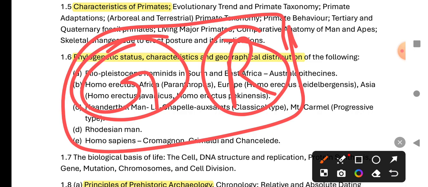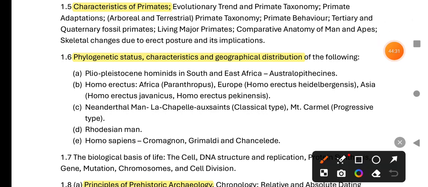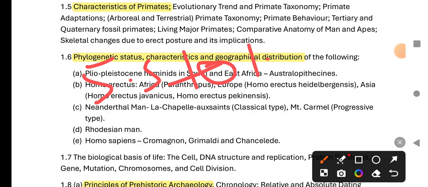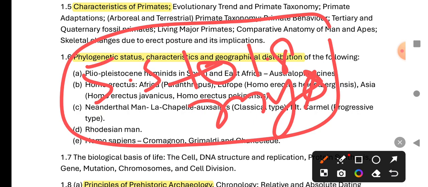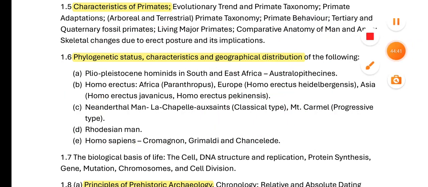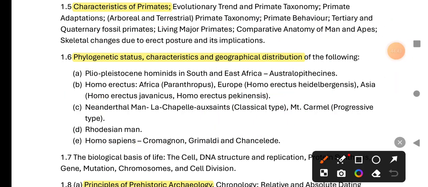The time span of Australopithecus is 5.5 to 1.8 million years ago. You should remember this timeline because it is very important for the framing of questions on anthropological fossils.